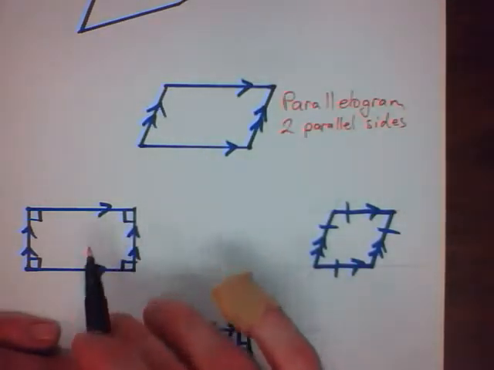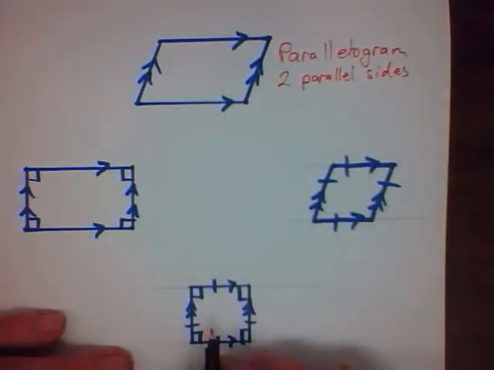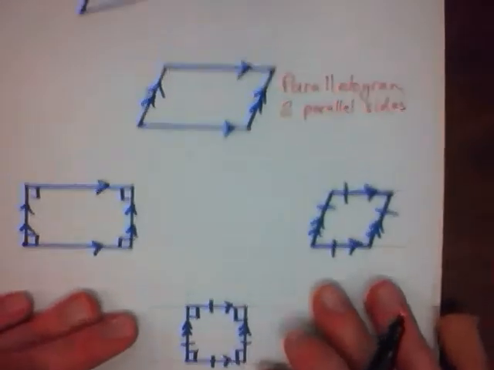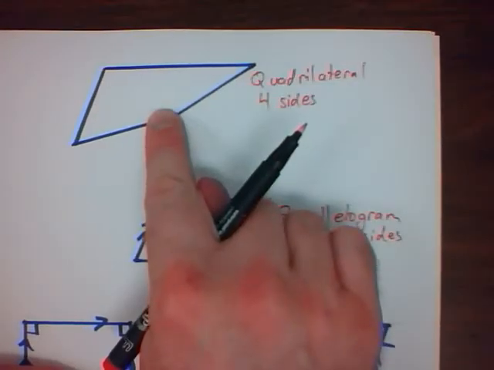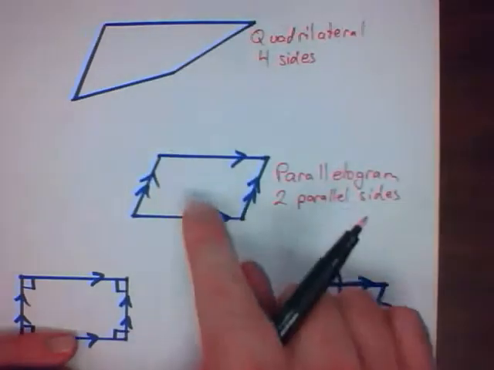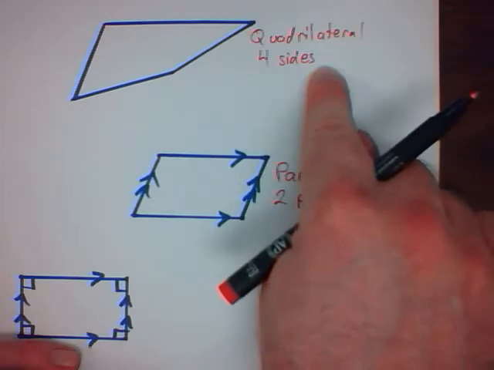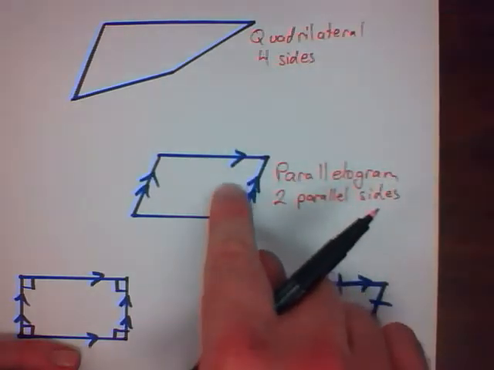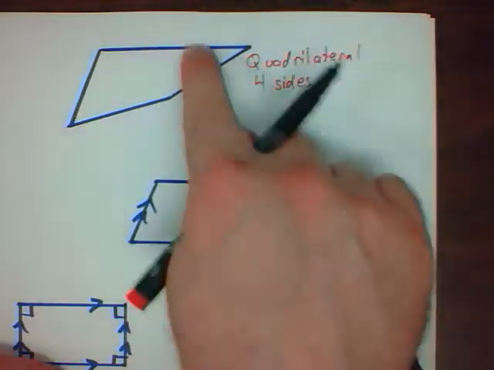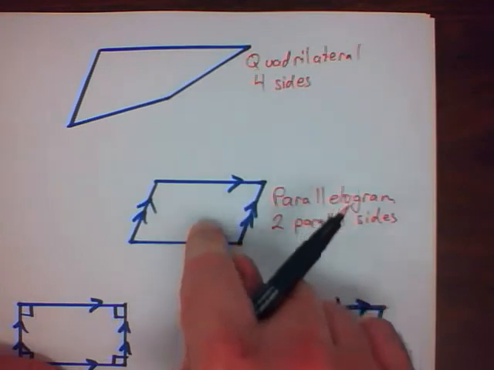Does this have two parallel sides? Yes, it's a parallelogram. Does this have two parallel sides? Yes, it's a parallelogram. Does this have two parallel sides? No, it does not. That is not a parallelogram. This is a quadrilateral because it qualifies. It has four sides. And it's a parallelogram. This is only a quadrilateral. So some of these definitions, this has two names. This is a quadrilateral parallelogram.